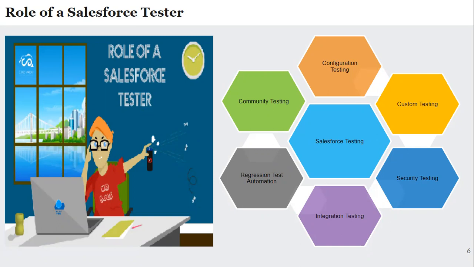What if a customer has a very good CRM system, but their customers and partners do not have any system? When they want to see the data, they either need to call the call center. At that time, we can create portals, like community portals, using Salesforce. That is community testing. So: configuration testing, community testing, custom testing, and the next one is security testing.